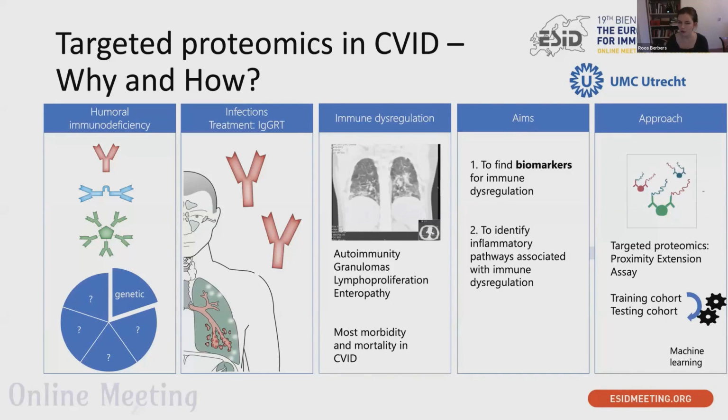The approach we chose to investigate this was to use a new targeted proteomics technique, which is based on a proximity extension assay. This allows you to measure many serum cytokines in very small samples. So what we did is we sampled 2 separate cohorts individually. We measured 180 markers in the first cohort, and then we trained an algorithm on these markers in the first cohort, and used the second cohort to validate how good it was at predicting which patients had immune dysregulation and which ones didn't.